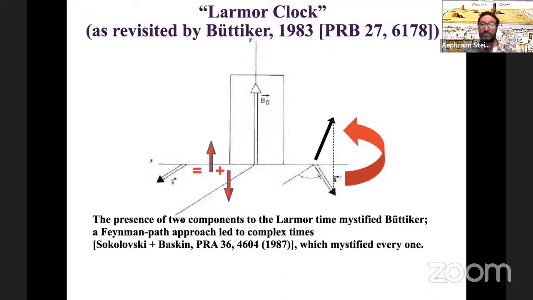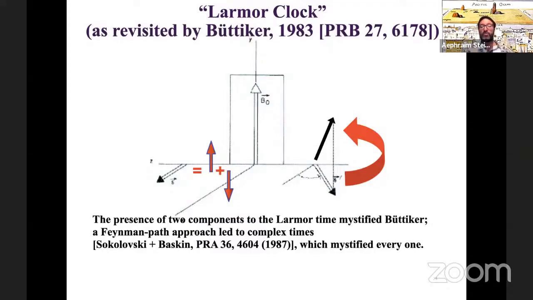The interesting thing is that there were other approaches that also gave two different times. In particular, one due to Sokolovsky and Baskin, which involved Feynman path integrals and gave a complex number, as Feynman path integrals always do. The interesting thing is the real and imaginary parts of that complex number correspond precisely to the two angles we see here. Except at the time, no one knew what to do with complex times or real and imaginary parts. And I would argue that now we do understand what to do.